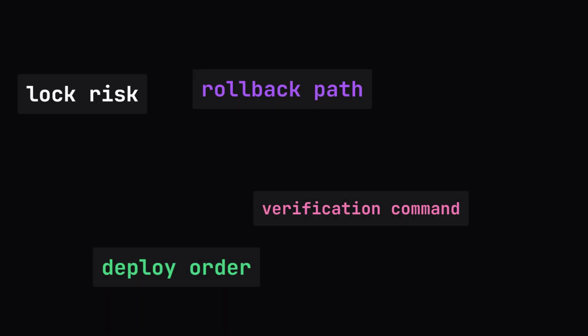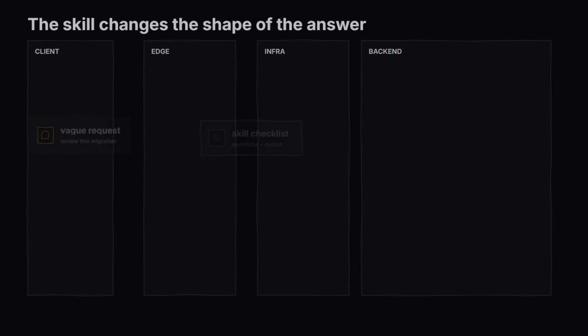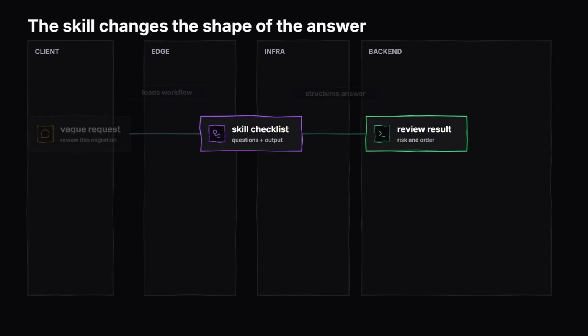The output for this skill should include lock risk, rollback path, deploy order, and verification command. That turns migration review from a vague request into a checklist the agent can follow each time.